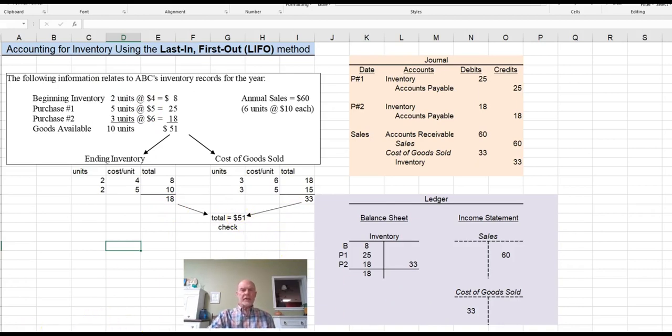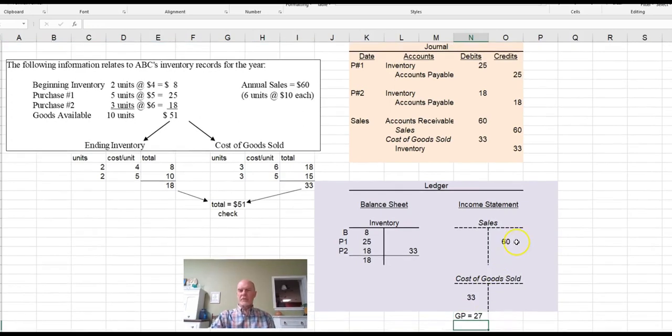Now in this time, the gross profit using the Lifo approach is 27, which is the sales minus the cost of goods sold. So again, we'll come back to that here in just a minute.